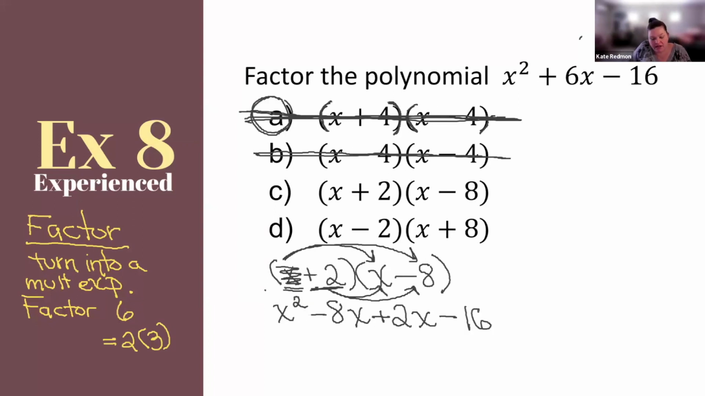And now combine any like terms. Negative 8x plus 2x will give me negative 6x. There's no other x squared terms. There's no other constant terms. X squared minus 6x. Dang it, I'm so close.